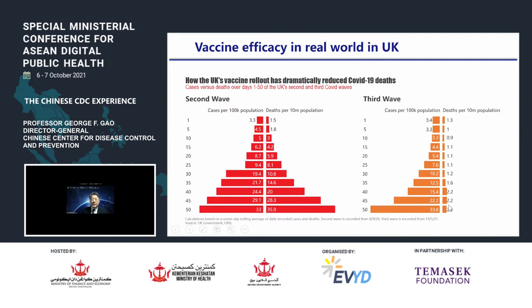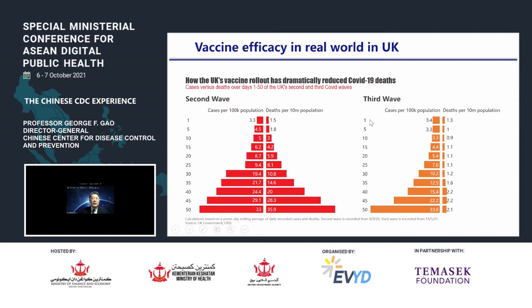First, preventing infection. Second, preventing illness. Third, preventing transmission. And fourth, preventing serious condition or death. Obviously, the vaccination program works so well for the control of death cases.